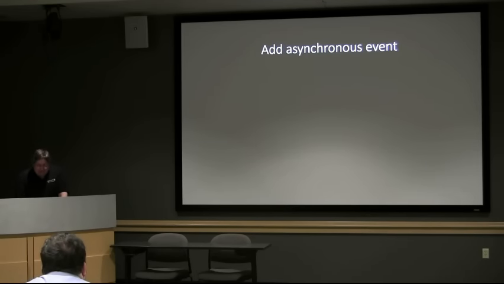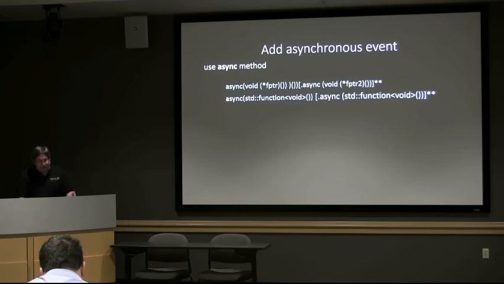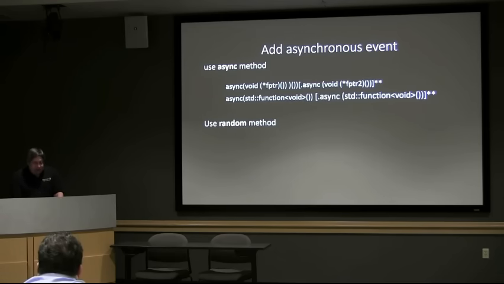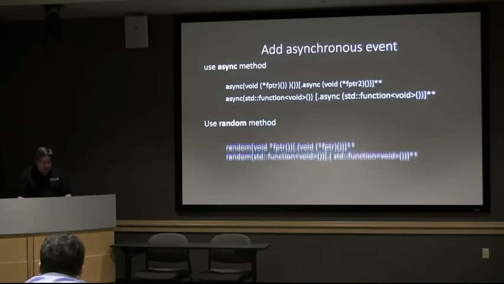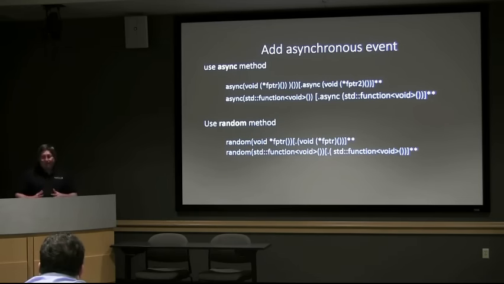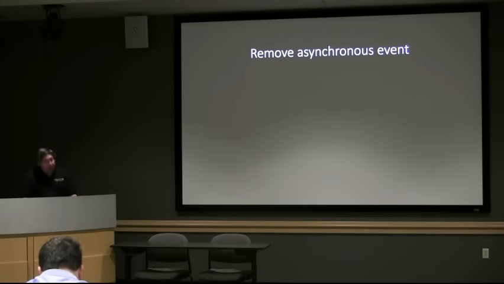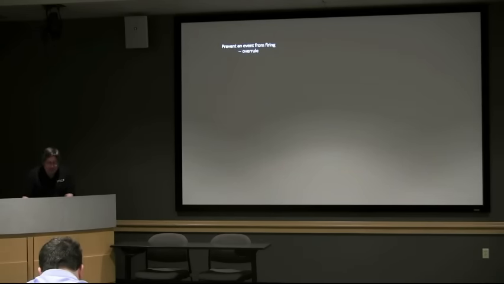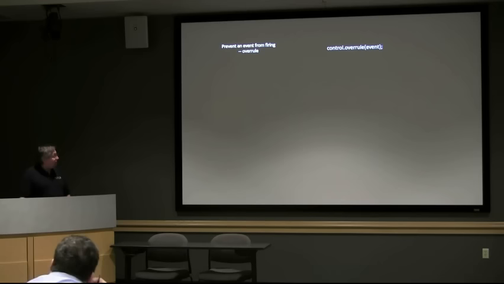We can also add asynchronous events using the async method. Same principle: we can add them in a chain here, or we can do a random, which is great for post messaging, where events can fire at any time in an asynchronous manner. To remove an asynchronous event, we would use a stop event. And to prevent an event from firing, we can use overrule.